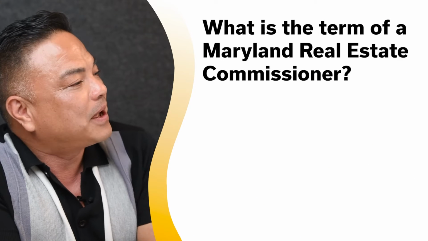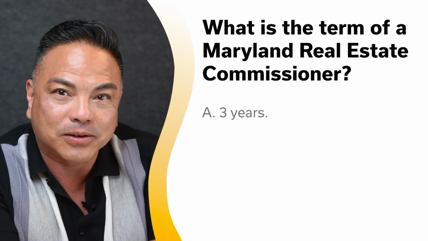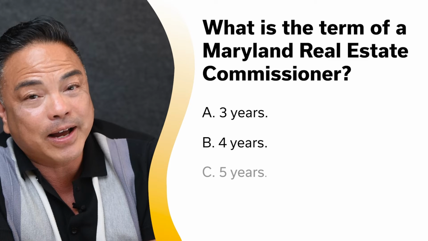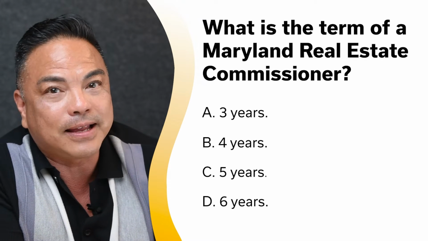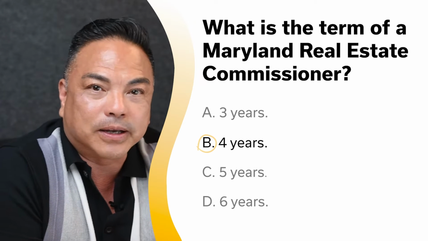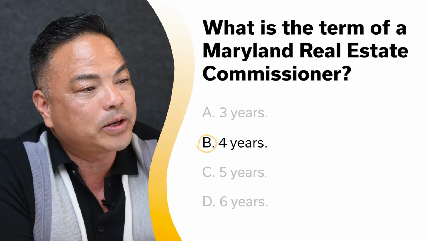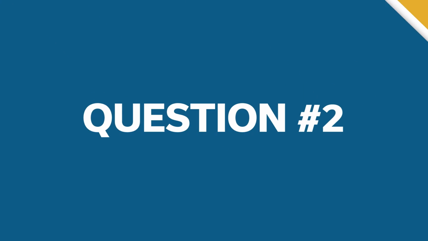What is the term of a Maryland real estate commissioner? A, 3 years. B, 4 years. C, 5 years. D, 6 years. And the answer is B as in boy, 4 years. A Maryland real estate commissioner serves a 4-year term with no limit on how many terms can be served.